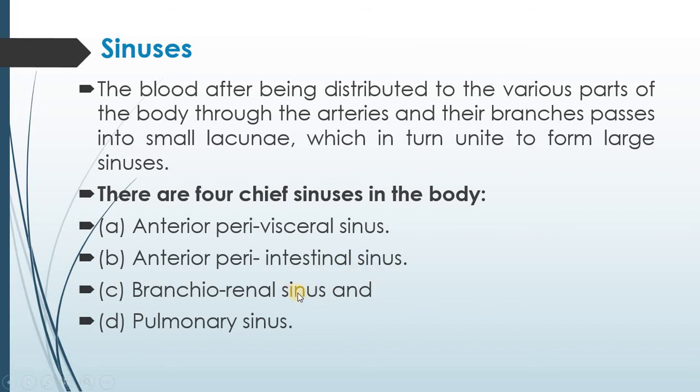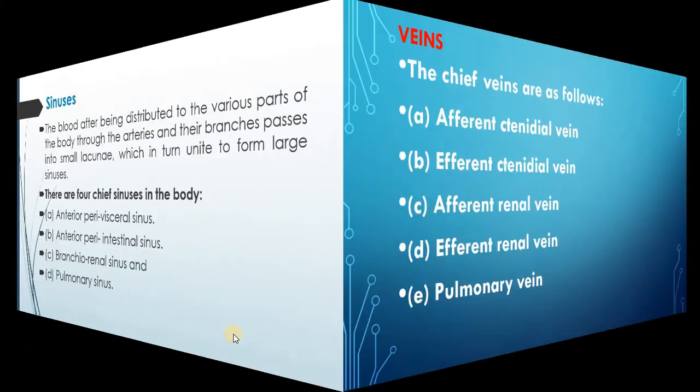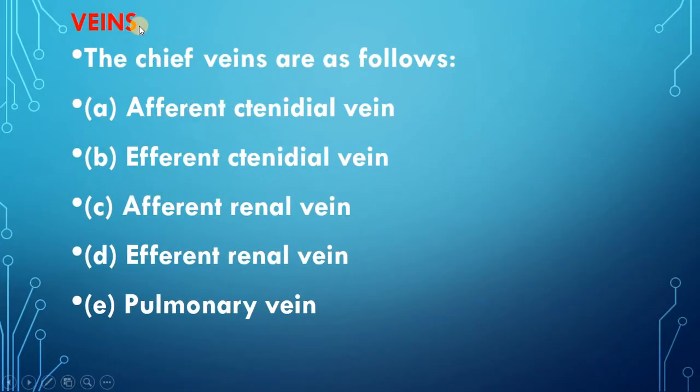Then the branchiorenal sinus, which lies along the right side of the anterior renal chamber and collects blood from the renal chambers. Then the pulmonary sinus, which lies on the wall of the pulmonary sac and collects blood from the pulmonary sac. Next are the veins. The veins carry venous blood from different parts of the body to the auricle directly or through the gill, mantle, and kidney. The chief veins involved in these are as follows.